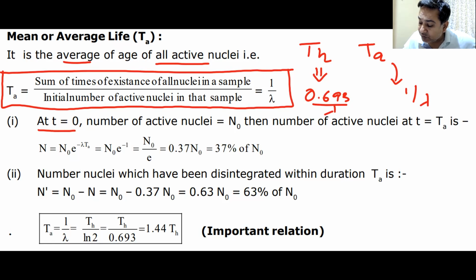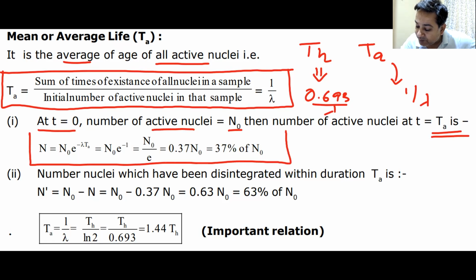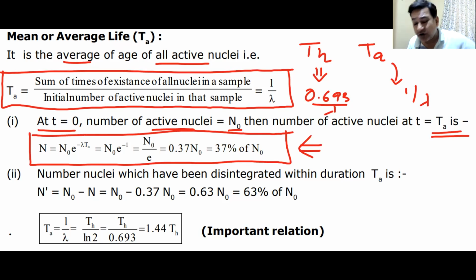At time t equal to 0, the number of active nuclei is N naught. Then at time t equal to Ta, what is the number of active nuclei? It comes to 37% of the original value. You cannot forget this in your life up till your NEET exam. Else this question will come and you will be at sea. How many nuclei are remaining? 37%. How many have disintegrated? 63% have disintegrated. Yes or no?